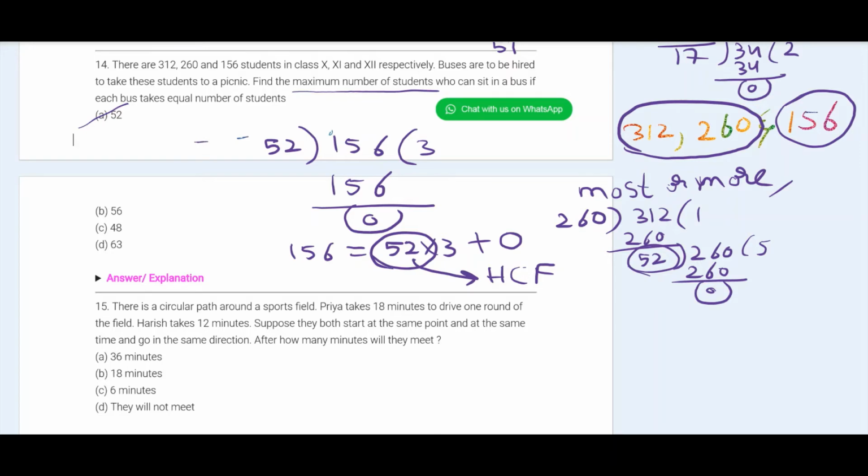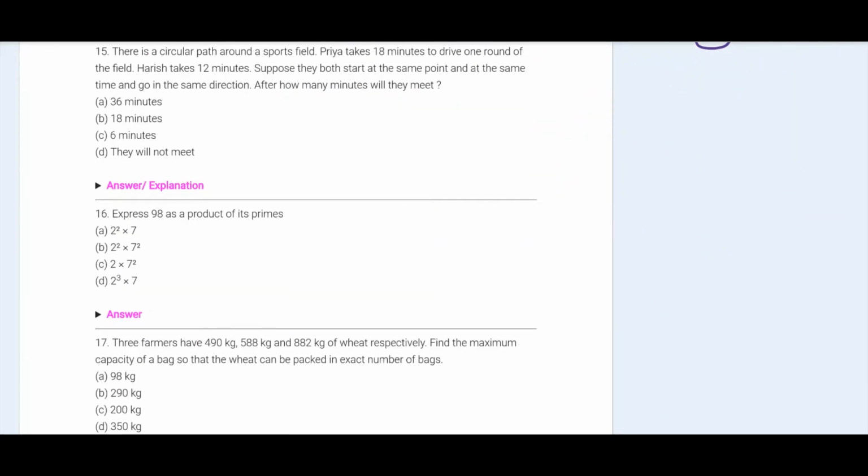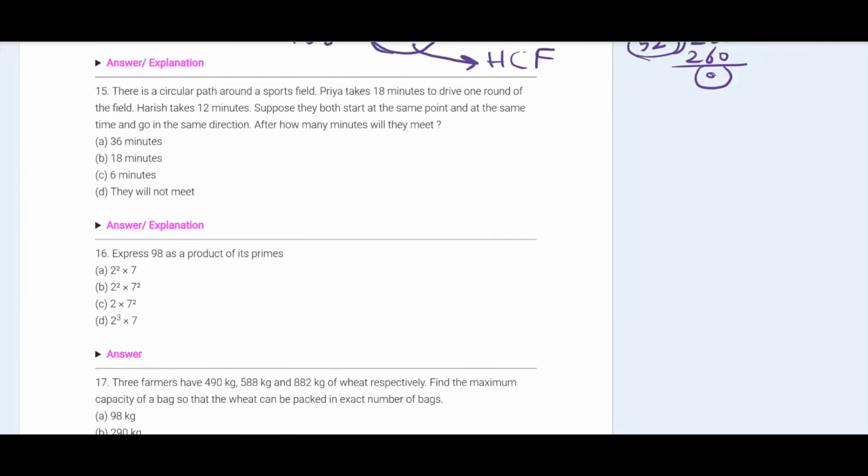Moving on to the next question, which is the 15th one. There is a circular path around a sports field.